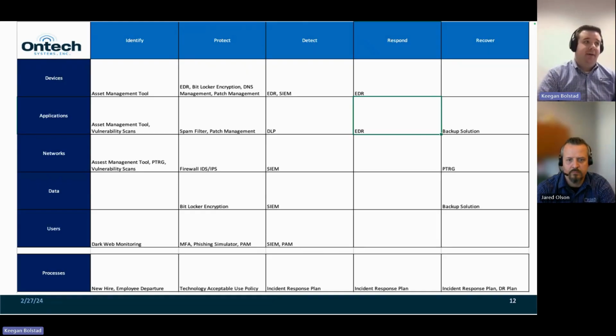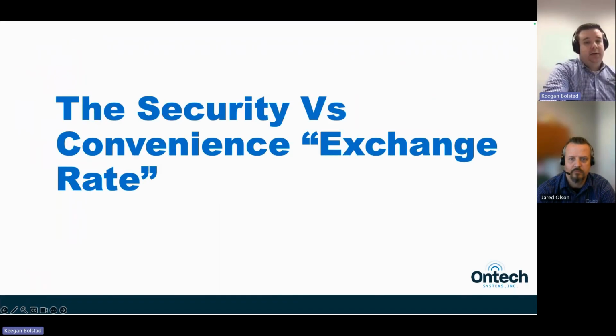It's really in that identify and protect segment more than it is on the reactivity side. Security versus convenience exchange rate. Those that have heard me speak a lot hear me talk about this a lot. At the end of the day, it all comes down to user experience. So we want to try to find that balance.